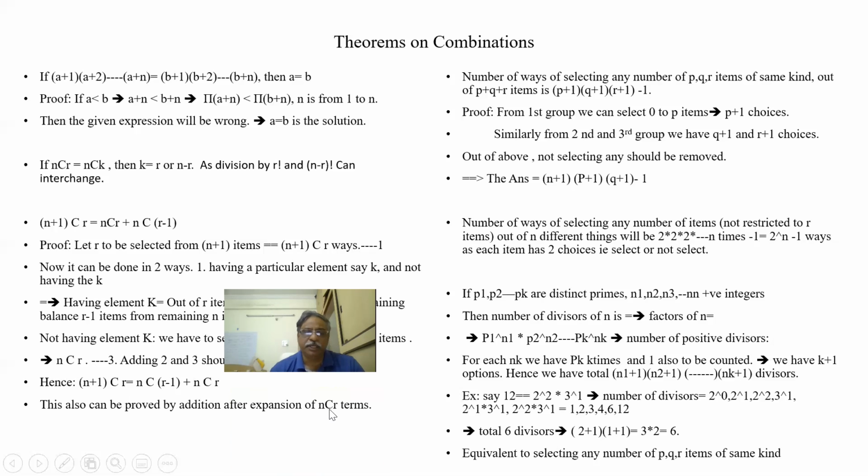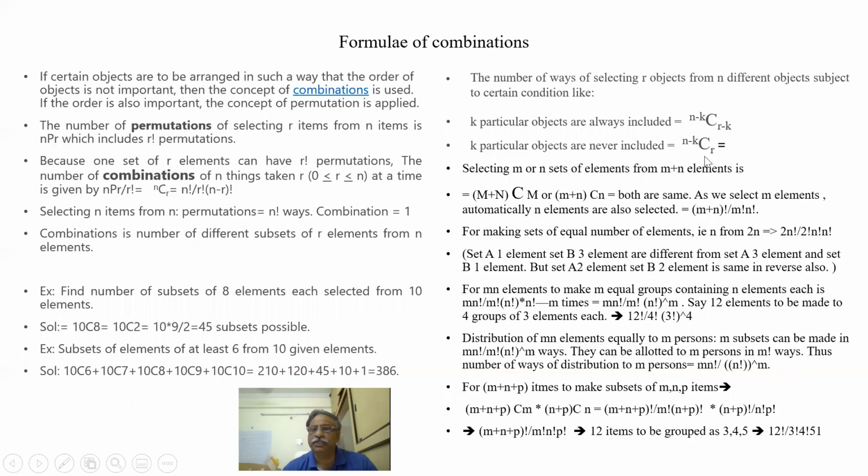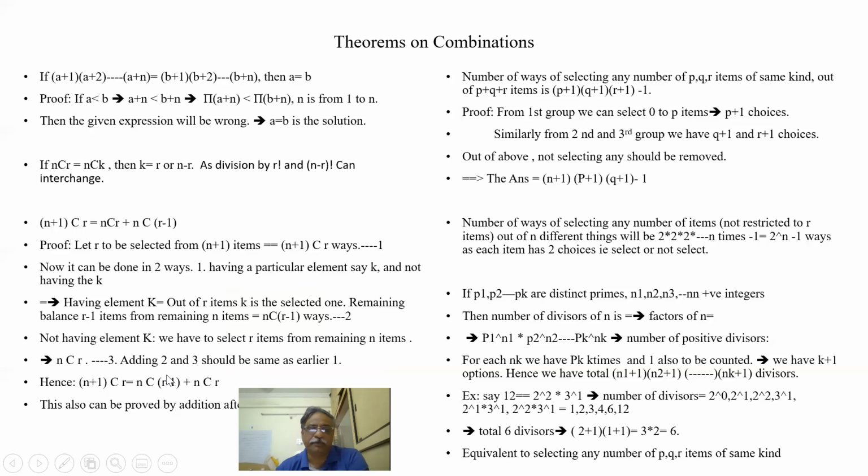We know NCR is N factorial by R factorial into N minus R factorial. So we can do the mathematical expansion and also prove that it is tallying. This is what we have seen here. If K is 1, then that one object is always included. So if K is 1, N minus 1 C R minus 1. If K is not included, N minus 1 C R. The same thing has come in the formula here. Instead of N items, I am first choosing N plus 1 items.